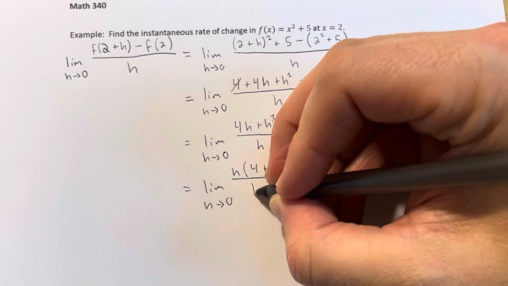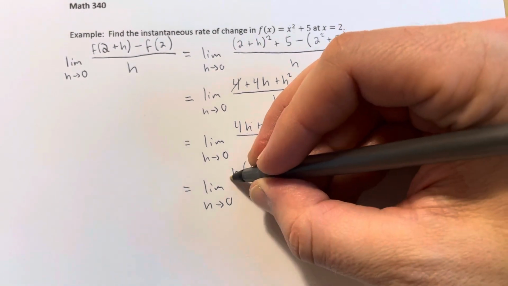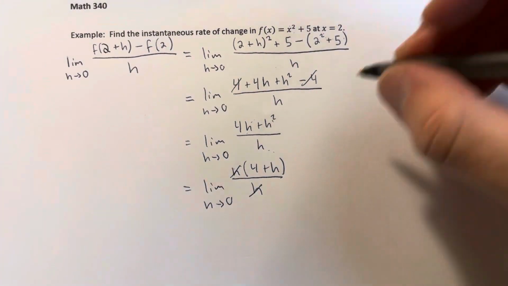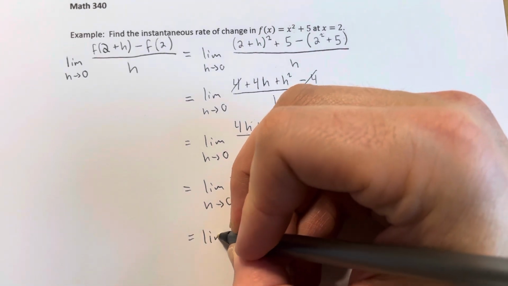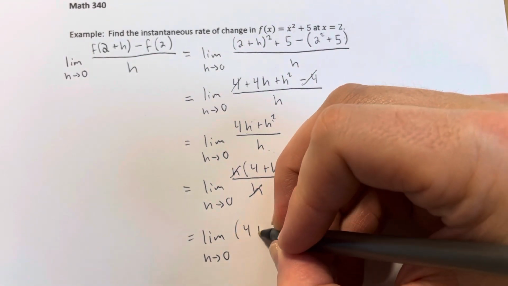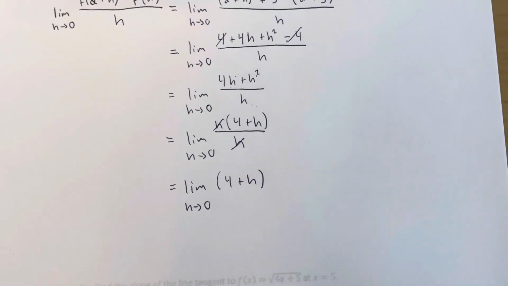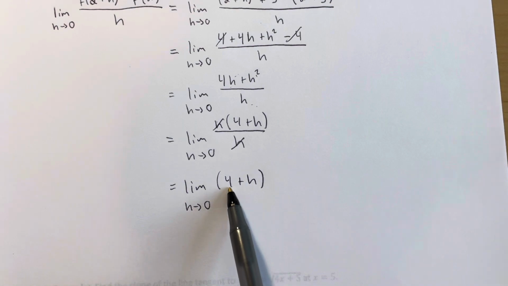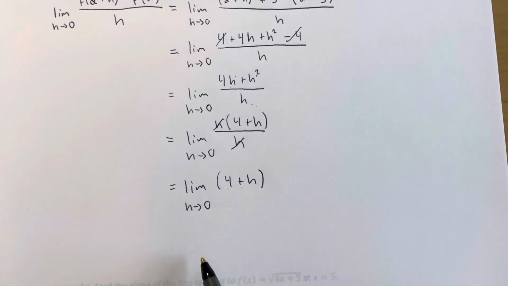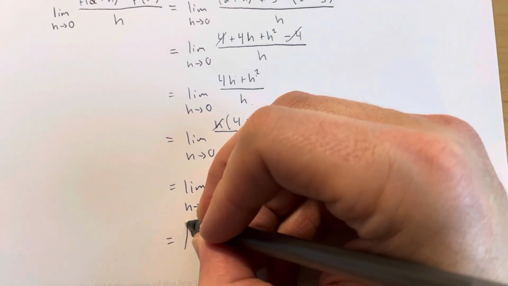Okay? I have h times something. Then dividing that by h would cancel the original h that I divided by. That's equal to the limit as h approaches 0 of just 4 plus h. At this point, there's no dividing by 0 if I use direct substitution. And this is a continuous function. I can use direct substitution. This would just give me 4.